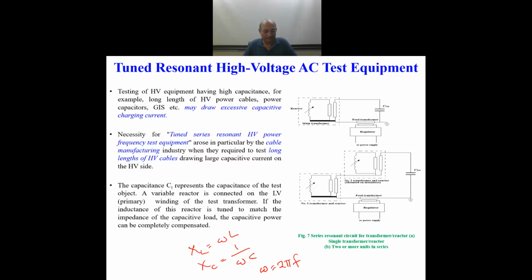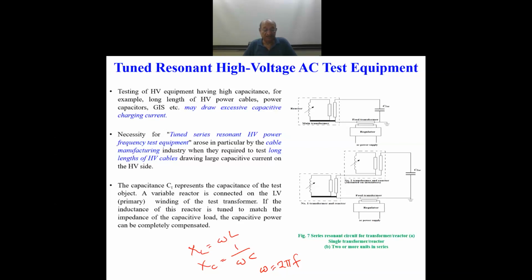Yeah, the necessity I have explained: tuned series resonant high voltage power frequency test equipment arose in particular by the cable manufacturing companies, and then the capacitance CT has been taken here of the test object. A variable reactor is connected on the low voltage side itself. You don't need to connect it on the high voltage side. You can connect it on the low voltage side itself, winding of the test transformer.